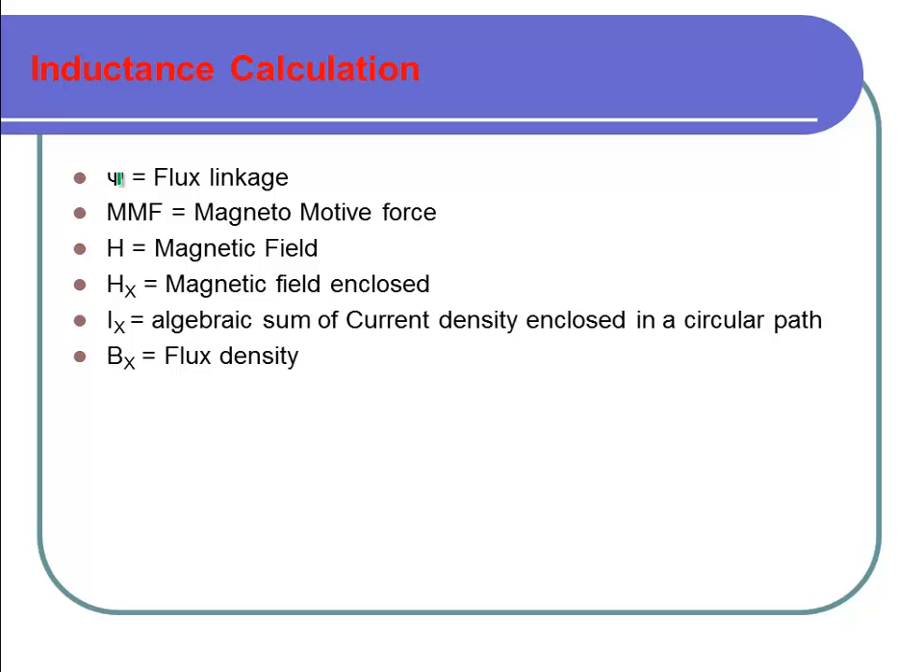This is psi, flux linkage; psi, magnetomotive force MMF; magnetic field strength H, and Hx we can say is the magnetic field strength enclosed in the circular path. Ix is the algebraic sum of current density enclosed in the same circular path, and Bx is the flux density. Normally B is called flux density, and Bx means again the flux density in the same circular path.